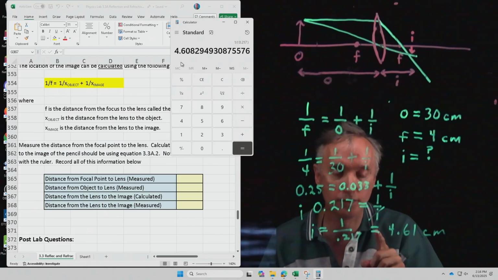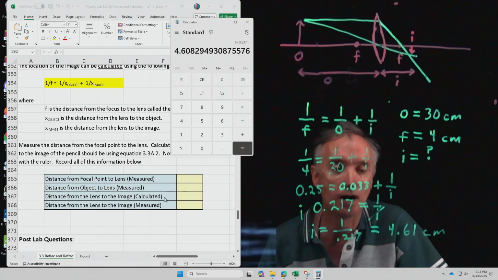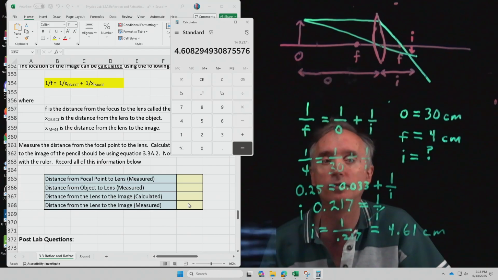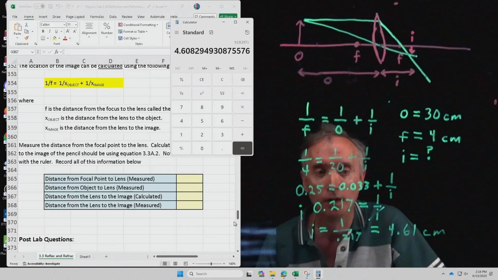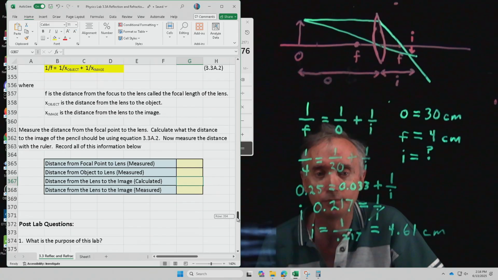So what you've got to do is use the numbers that you have in here and then solve it for the I and then compare it to this number down here, and they should be fairly close. So these two, the measured and the calculated, should be very close to each other. Alright, so that leaves us with our post-lab questions.